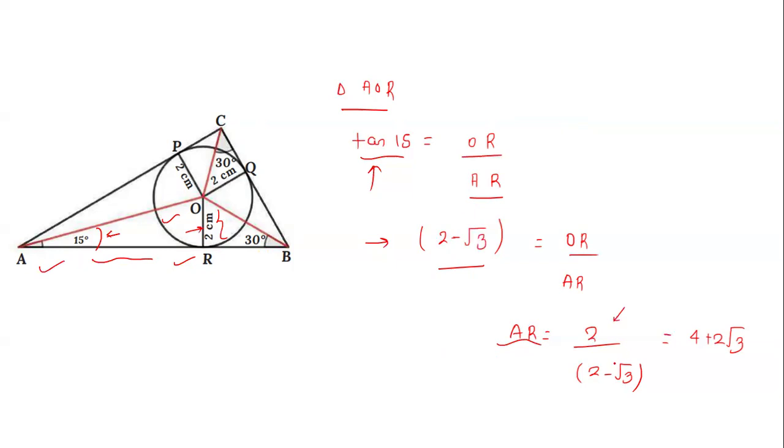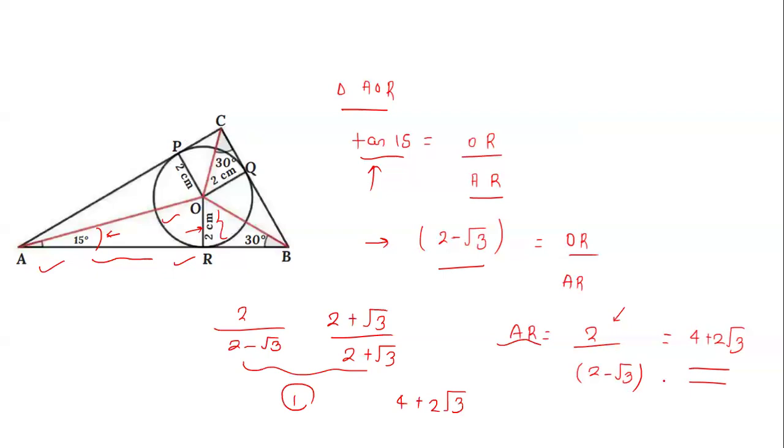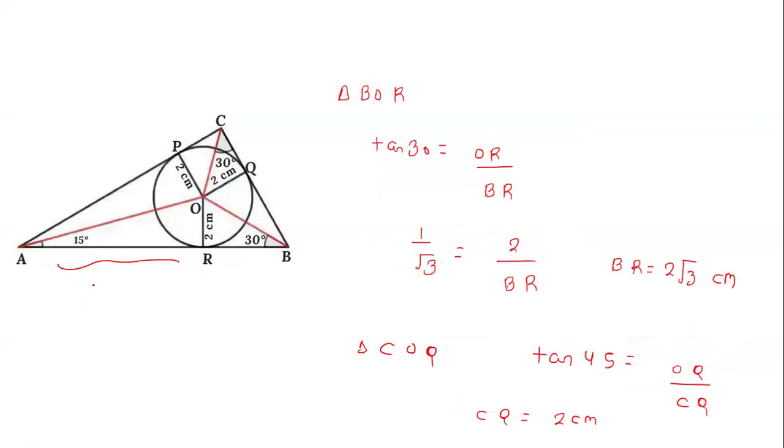So it is 2 divided by 2 minus root 3. You can multiply numerator and denominator by 2 plus root 3. If you do this, the denominator will become 1 and the numerator you have 4 plus 2 root 3. So now we know AR. We know it is 4 plus 2 root 3.